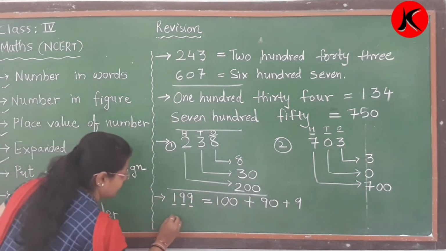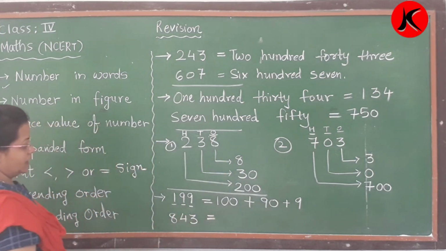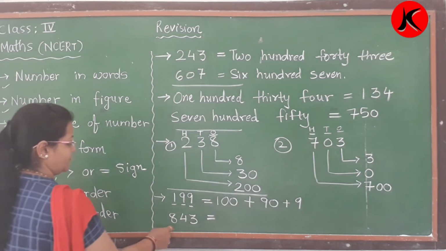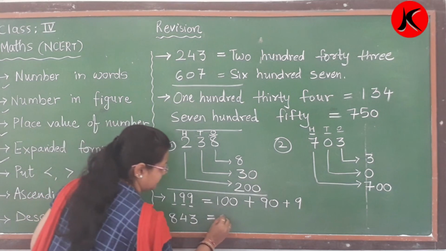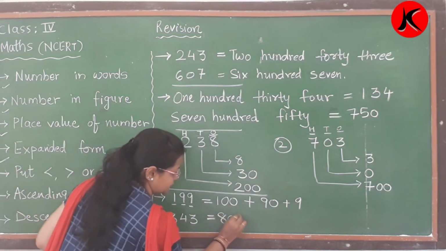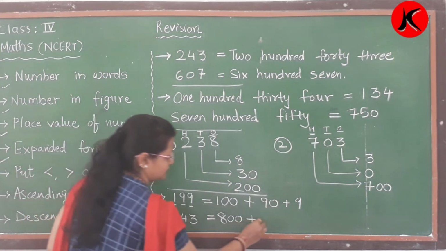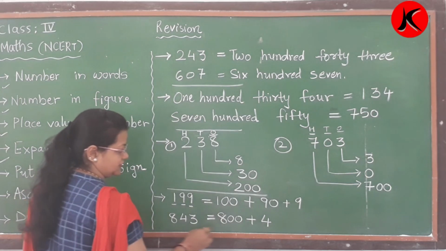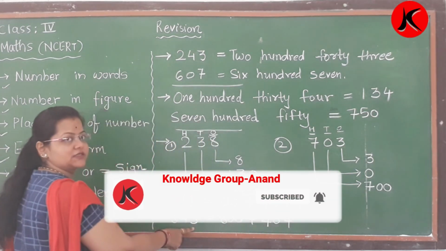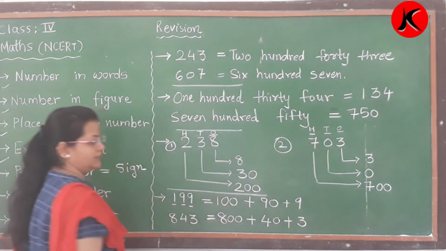One more example. 843. So what is the expanded form of this? After 8, how many digits are there? 2. So write 8 and two zeros. Then 4, after it how many digits? Only 1. So write 4 0. And then the last digit on the ones place has the same value. So write here 3.